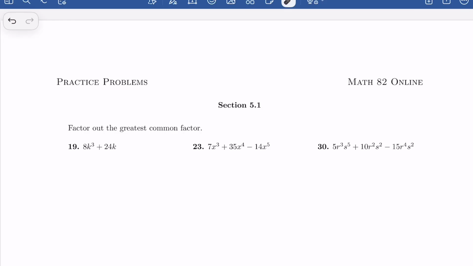In this video, we're going to go over some practice problems from chapter 5 of our textbook. Starting with section 5.1 here, we're going to be factoring polynomials by factoring out the greatest common factor and factoring them by grouping. So we're going to start with these three examples here.